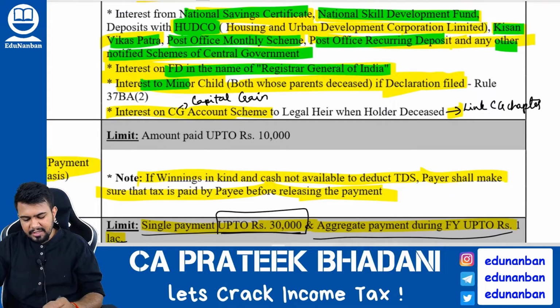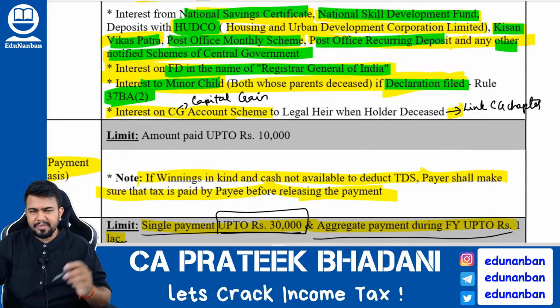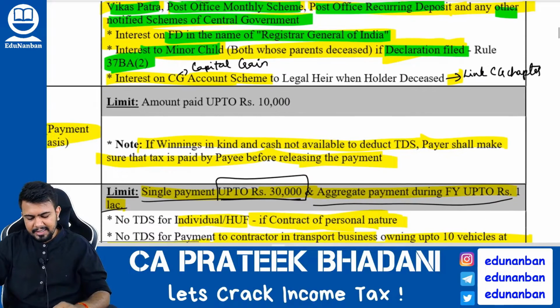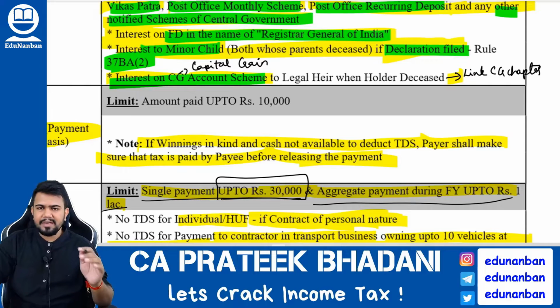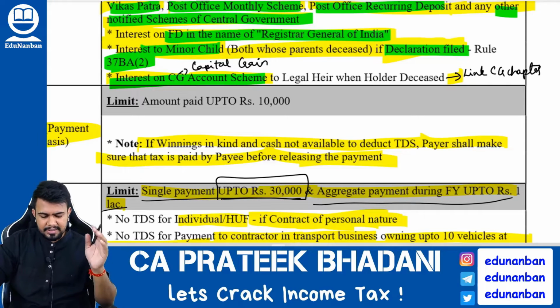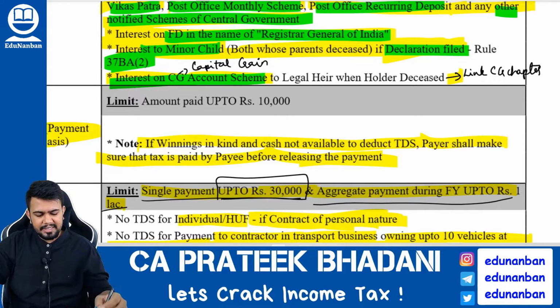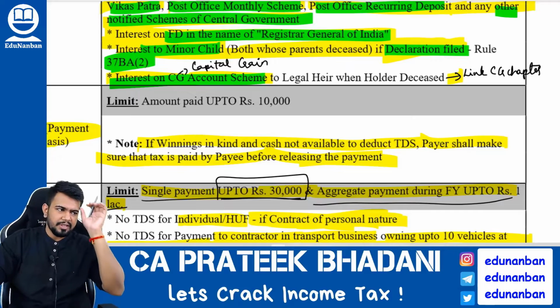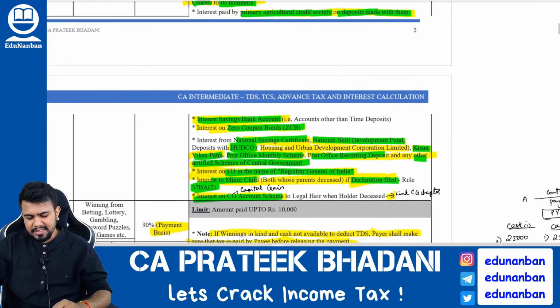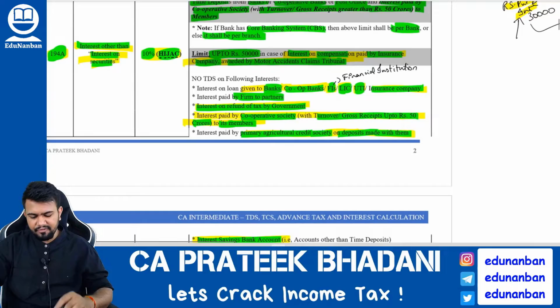Then if interest is paid to minor child, if they have filed the declaration under Rule 37BA, no need to deduct TDS. Then interest on capital gain account scheme given to legal heirs, when the holder is deceased, then also no need to deduct the TDS. So in all these cases, no need to deduct TDS under section 194A.